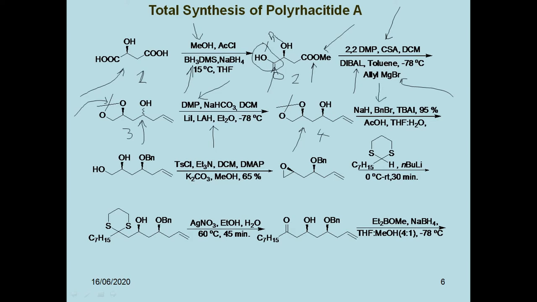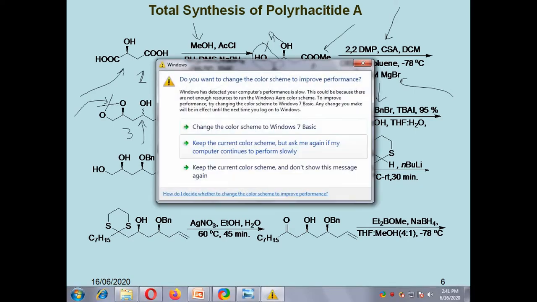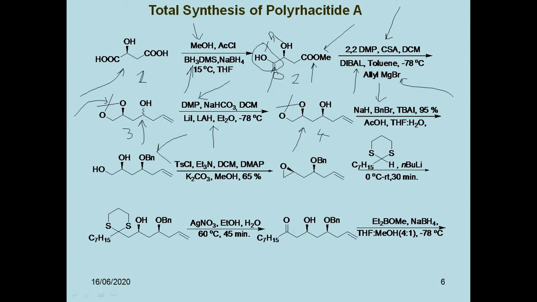Compound 4 is treated with sodium hydride, benzyl bromide, TBAI. So first step, this alcohol is converted into OBn. Then the compound is treated with acetic acid. So after treatment with the acetic acid, what will happen? This acetonide is removed, you are getting diol here.